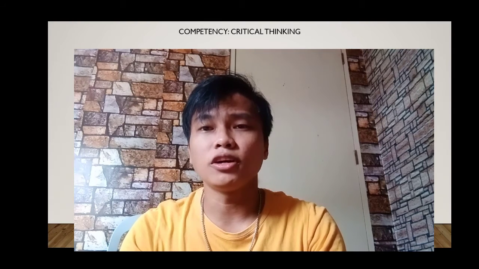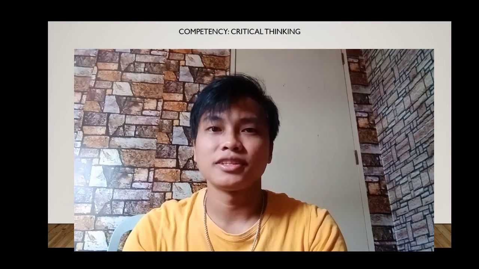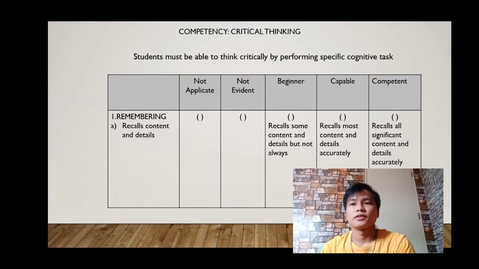Another example of scoring rubrics. Start. So first, students must be able to think critically by performing specific cognitive tasks. So we have 5 cognitive tasks assigned to me to discuss with you, which are remembering, understanding, applying, analyzing, and lastly, evaluating.